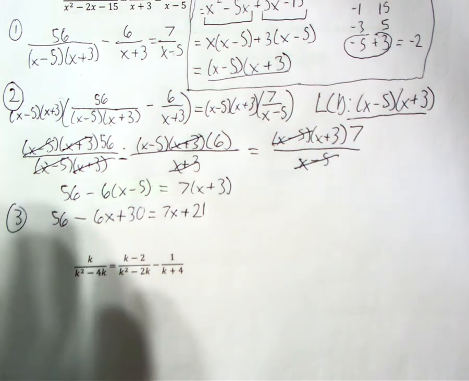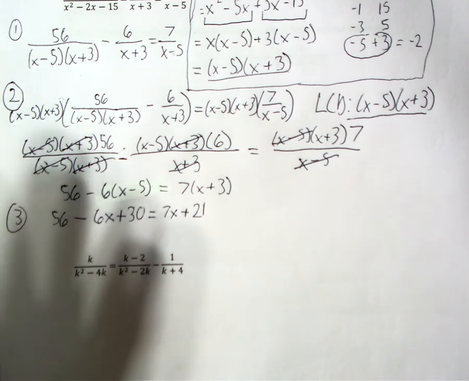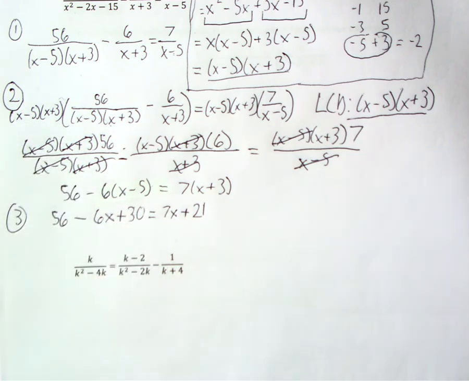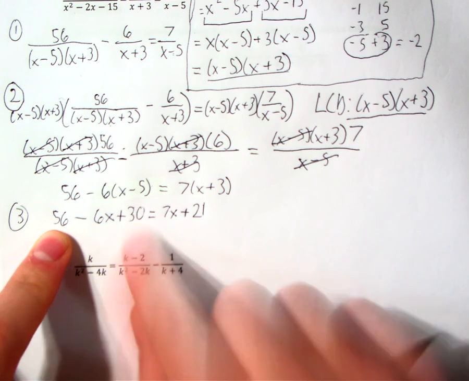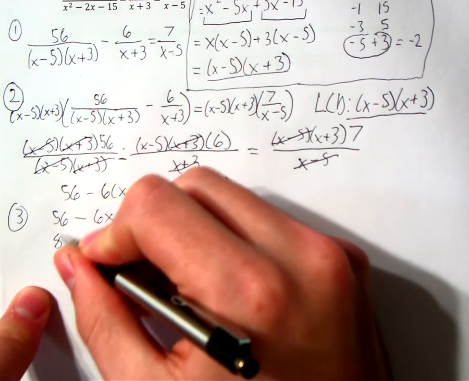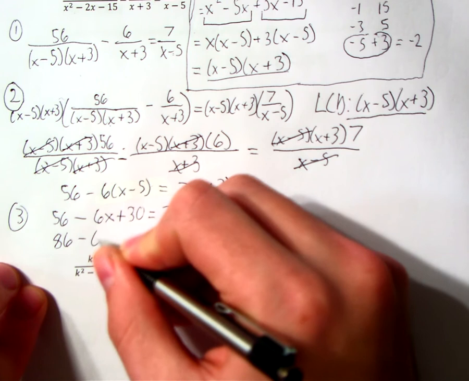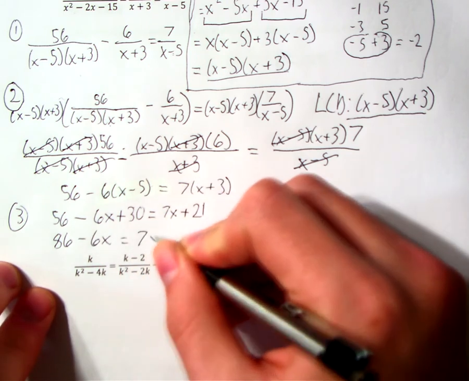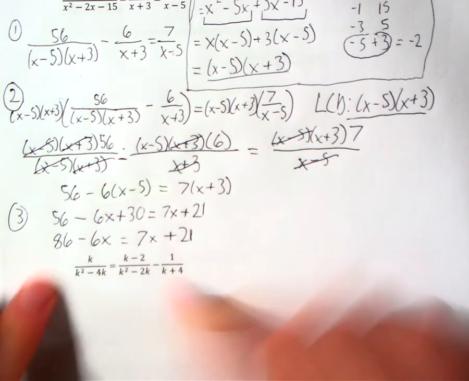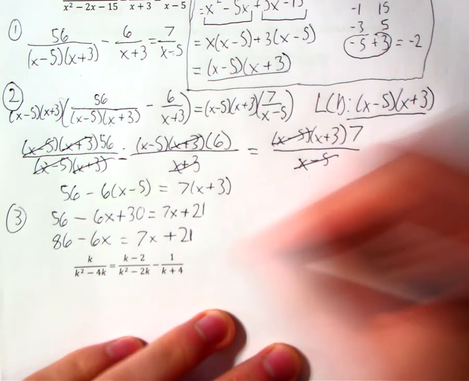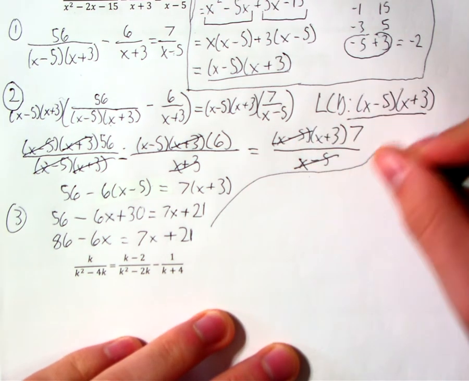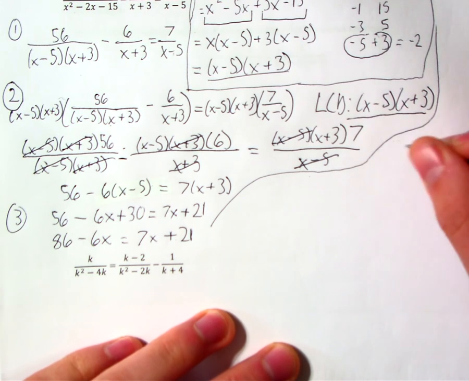Okay. So now what I've got to do is, let's just simplify. I can simplify my expression by combining like terms. So if I notice, I've got a 56 and a 30 here. They can combine into an 86 minus 6x is equal to 7x plus 21. Okay, so that's simplified. Now, let's do step 4 up here.